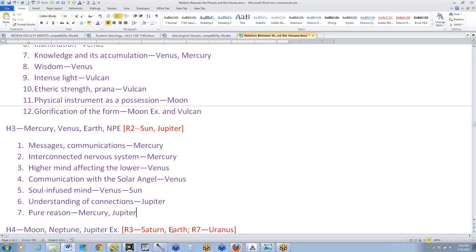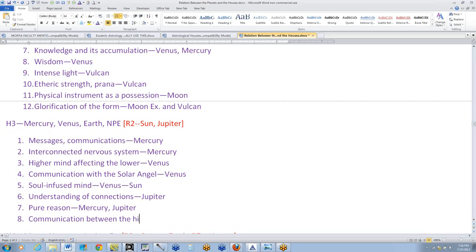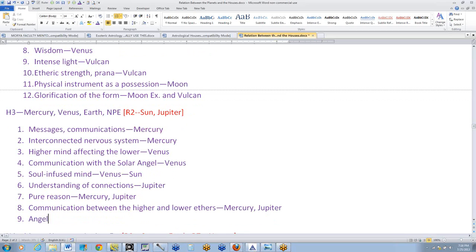because Gemini transmits the higher to the lower ethers. Let's just say communication between the higher and lower ethers. We have Mercury and Jupiter again. When it comes to making the field of communication sacred, in other words, we're talking here about the angels to the earth, and we must involve the earth here as well as Venus.